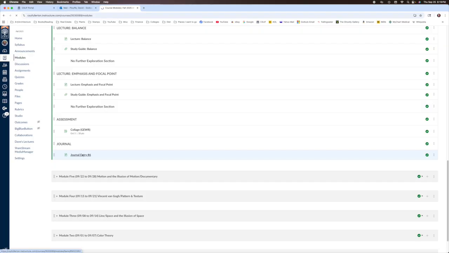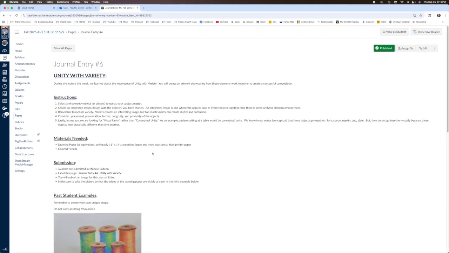For the journal this week, it's going to go back to Andy Warhol a little bit. In a lot of his work, we see unity with variety. And that's what I really want to focus on for our project this week, or our journal. You want to showcase how these elements work together to create a successful composition.